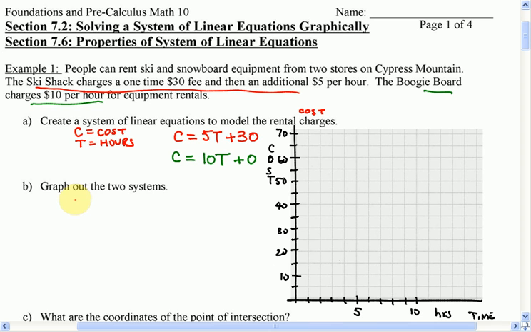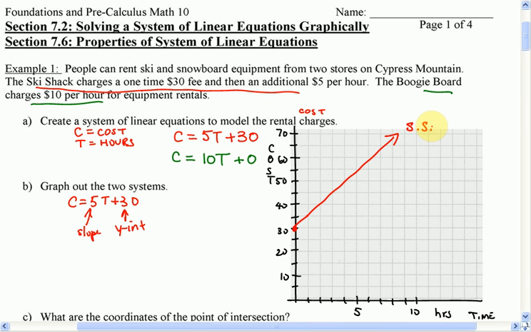For the one in red, remember how we graph this out? This is kind of like y equals mx plus b, so this is like the y-intercept, and that's the slope. If the y-intercept is 30, that's great. And remember the slope means you're going up 5. Notice my scale here is 5 units, so I'm going to go up 5 and then 1 to the right. So that's this point right there. I'm going to draw my line now. Please draw it carefully, not like me. Okay, so there's my line for the Ski Shack.